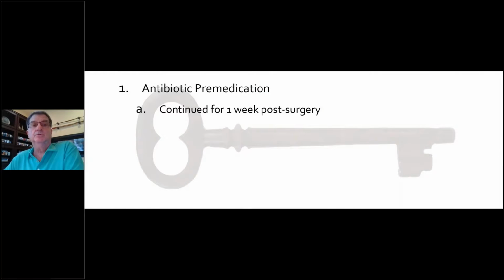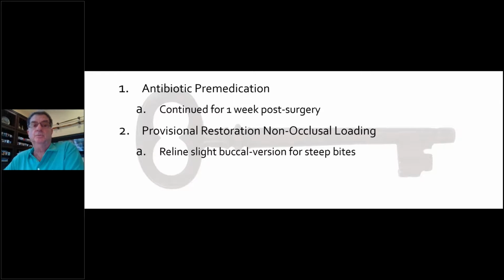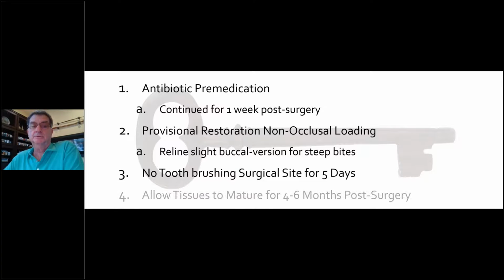So antibiotics we use for 1 week post-surgically. We do mostly right pre-surgically, 1 hour before, and then afterwards, of course, for 1 week. Provisional restoration, non-occlusal loading, no contact. Reline, slight buccal version if you have to for steep bites. No toothbrushing on that side for 5 to 10 days. Use anti-plaque rinses and allow tissue to mature for 4 months just to let it heal and hold that free gingiva. That's part of the trick, not 2 months.